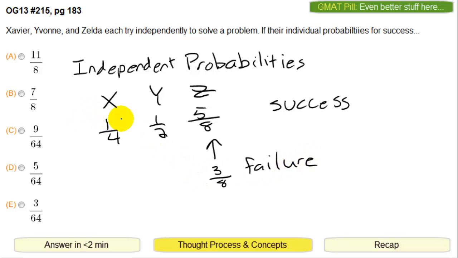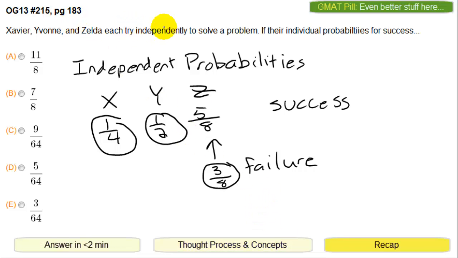So what you want to do is combine the success of this, the success of this, and then the failure of this. So what's the probability of getting this exactly, and this exactly? That's basically multiplying the independent probabilities for X, Y, and not Z. So multiplying these three gets you the answer.